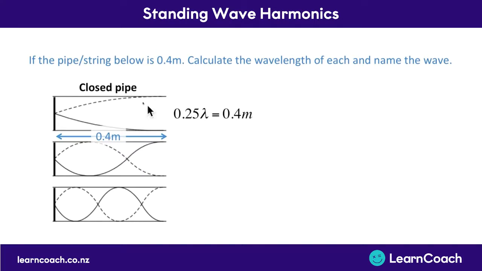Finally, we're looking at a closed pipe. Remember, this is a quarter wavelength, not a half, and that's 0.4 meters. We divide both sides by a quarter, or 0.25, that gives us our wavelength of 1.6 meters. And this is the fundamental and first harmonic.